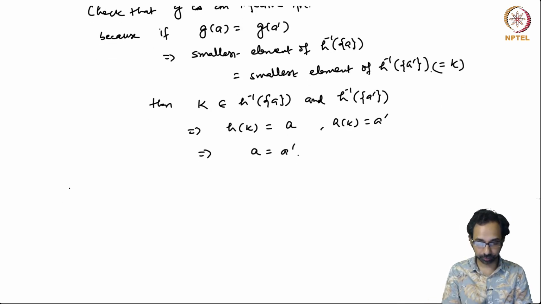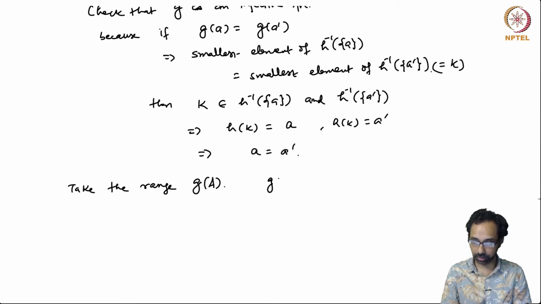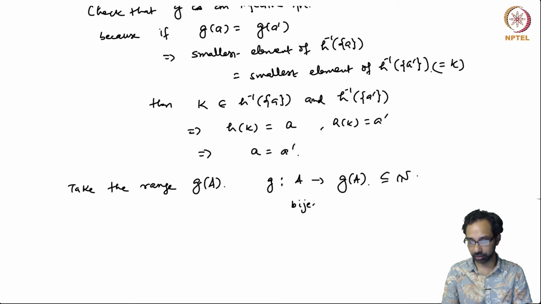And now take the range G of A, and if you consider this map G from A to this restricted range GA, this is a subset of N, but this is now a bijection. So G was already injective, but it might not be surjective. But when you restrict it to the range, it becomes a surjective function, and because it was already injective, it becomes a bijection.